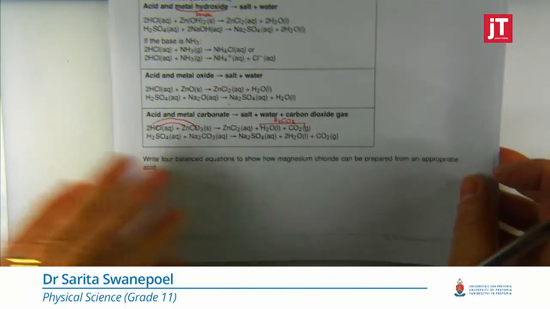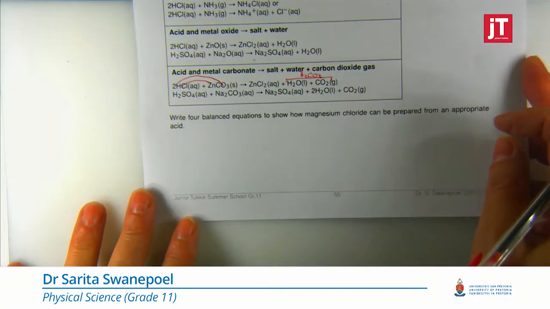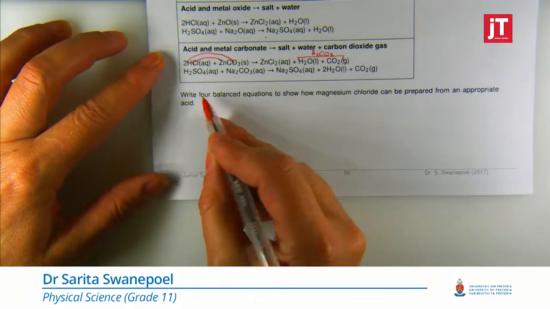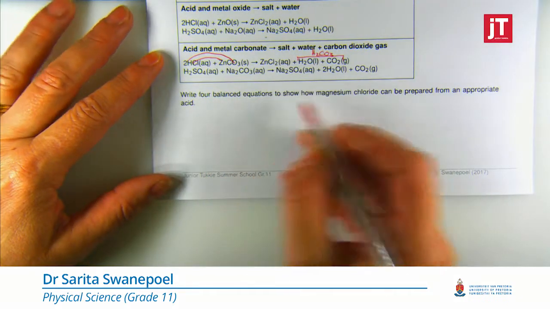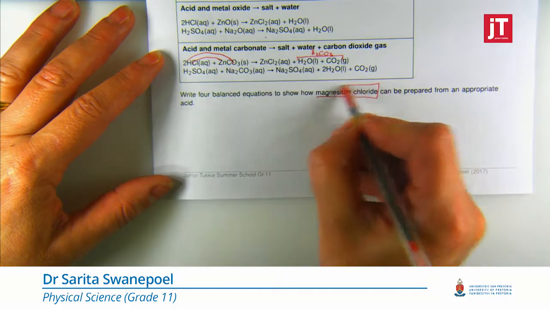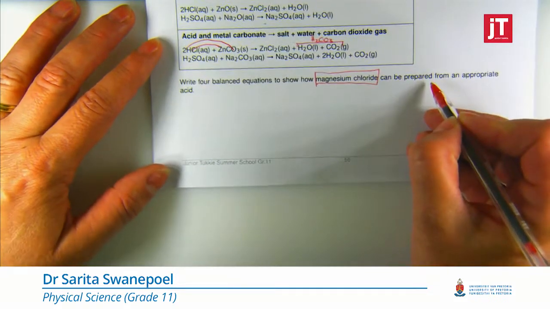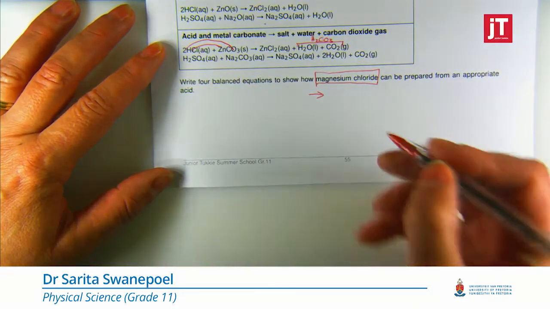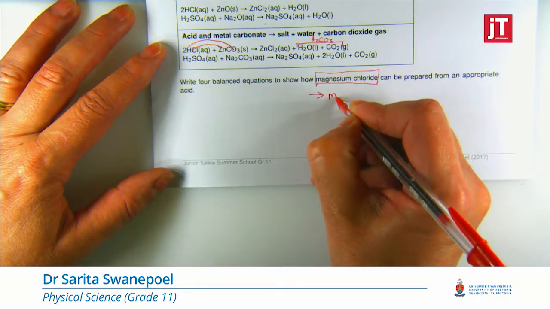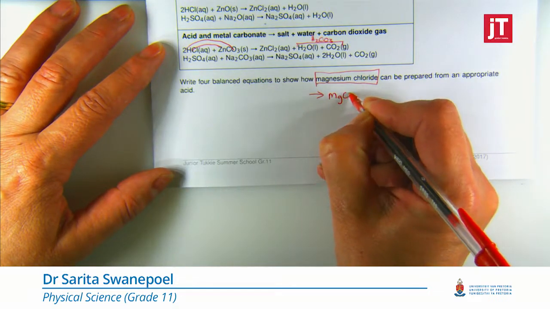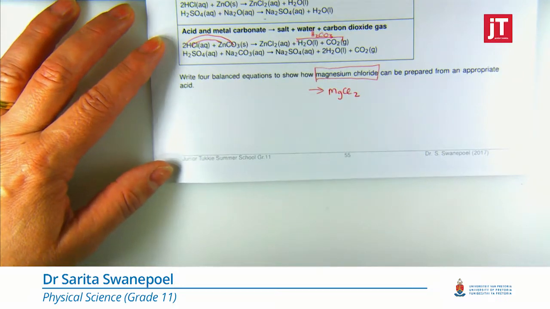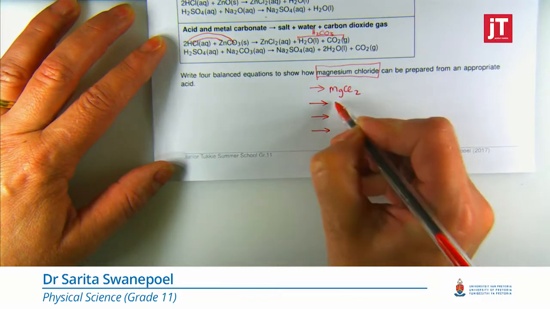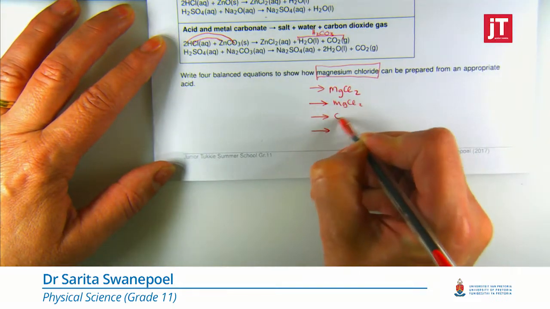Right, let's just go down here and just do one exercise to see if you are fully covered in this one. Let's see. Write 4 balanced equations to show how magnesium chloride can be prepared. Right. We want to prepare magnesium chloride. What does magnesium chloride look like? Well, magnesium being 2+ and chloride being negative, we need to make MgCl2, right? And now I want you to write 4 reactions that will give magnesium chloride as your product.